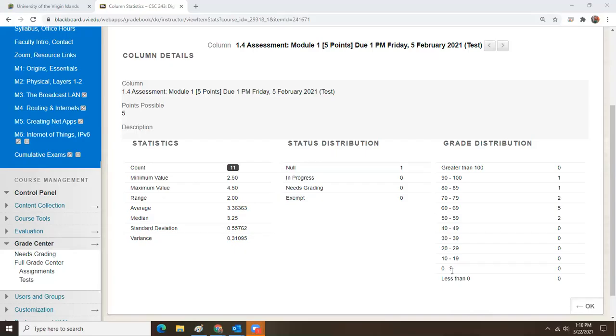Can everyone see my screen? Yeah. Yes. Good.